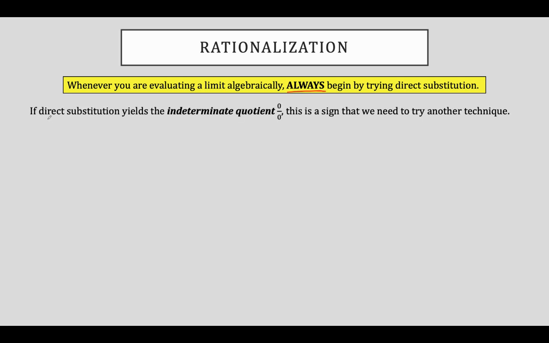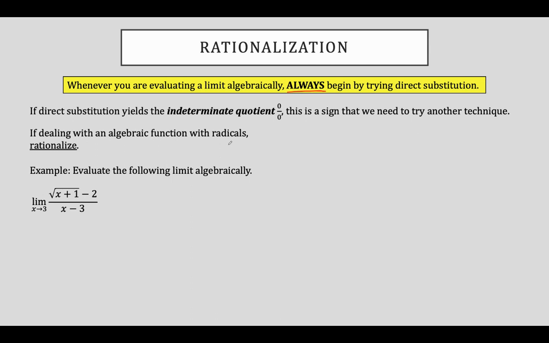If, however, direct substitution yields the indeterminate quotient, which we talked about in the last video, 0 divided by 0, this is a sign that we need to try another technique. If dealing with an algebraic function with radicals, so we have square roots, we want to rationalize our expression. Evaluate the following limit algebraically.